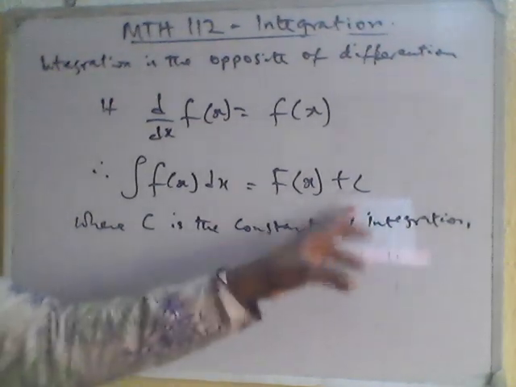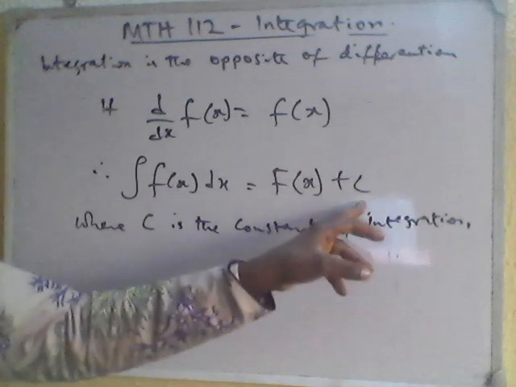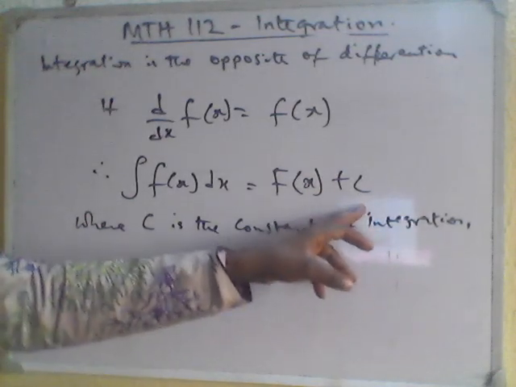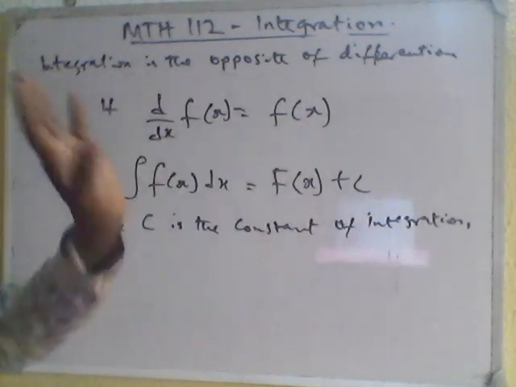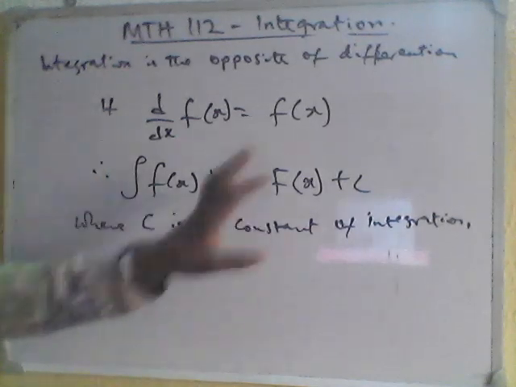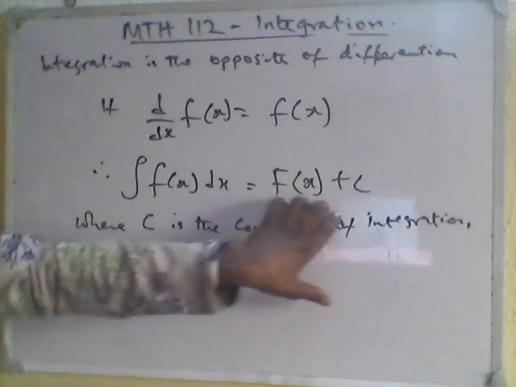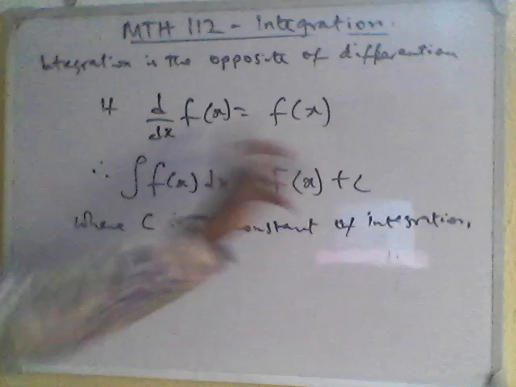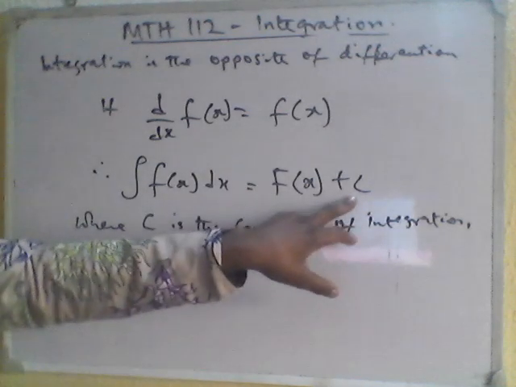Why must we add this c? Because any constant disappears when differentiating. You understand? So if there's any constant, it disappears when differentiating. So if I was differentiating this one, for instance, now to get this one back, the constant will disappear.